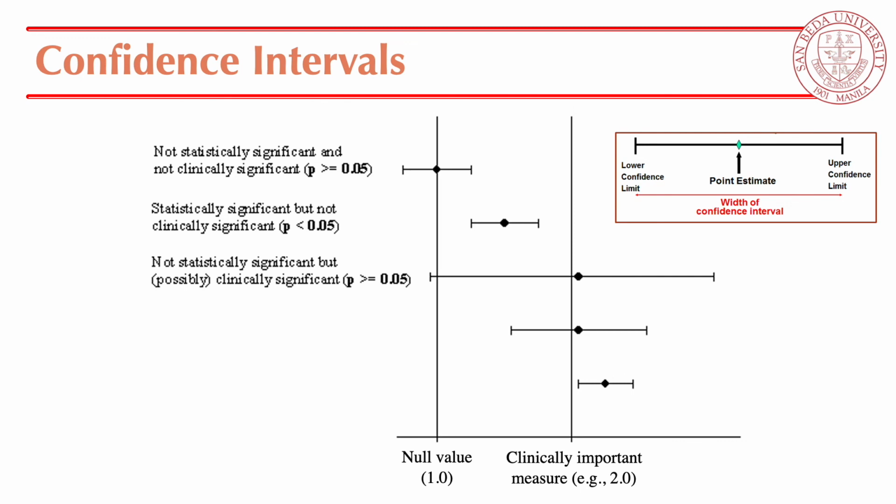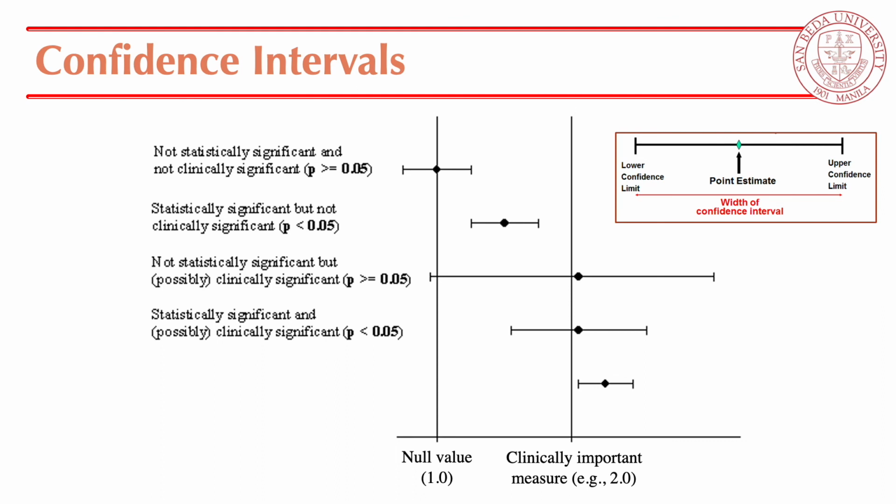Now, for the next measure, we see that it overlaps only the clinically important boundary. Thus, this measure of association is statistically significant since its confidence interval does not overlap with 1.0. And it is possibly clinically significant since this confidence interval is still overlapping with the 2.0 mark.